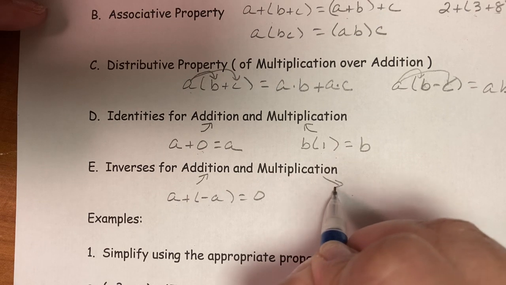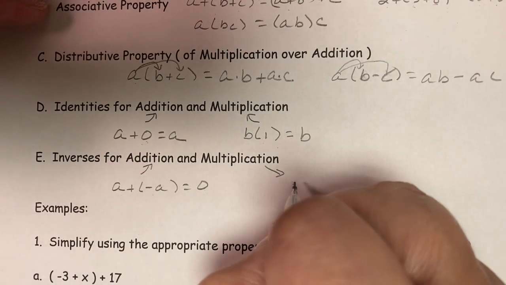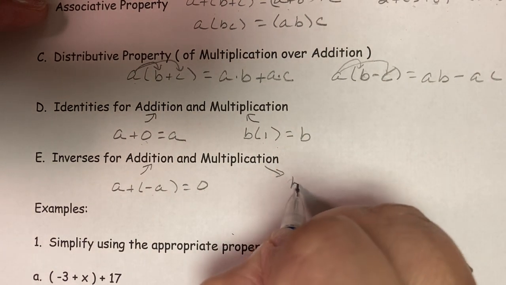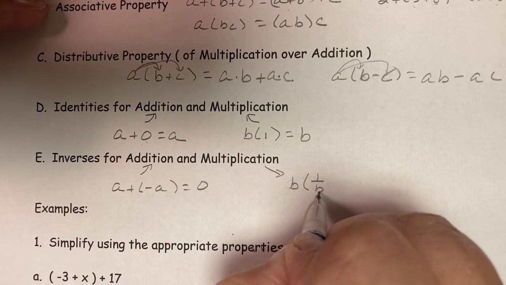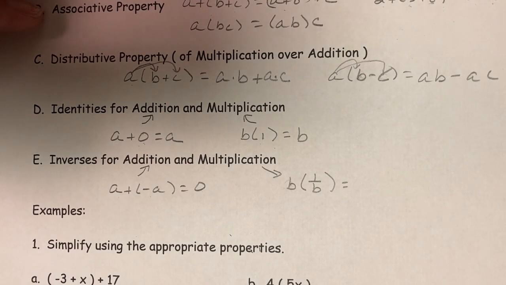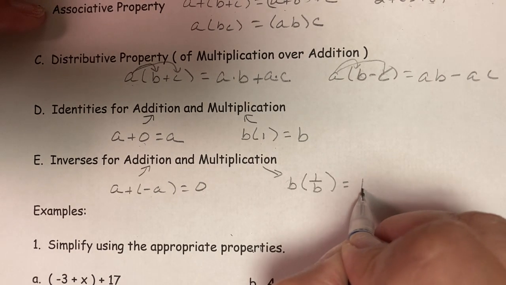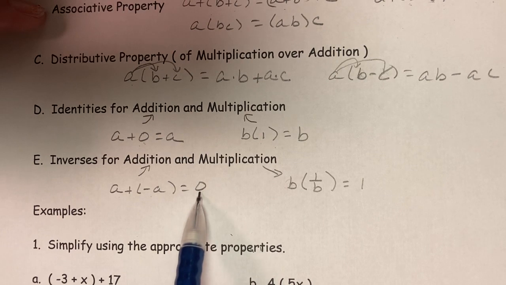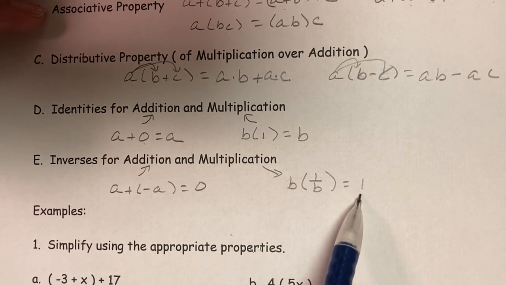For multiplication, if I take any, let's use B, any value B, and if I multiply it by 1 over B, now that's not the opposite. Do you remember the word we had for that back in other math classes? The reciprocal. So if I multiply B, any number, by its reciprocal, I'm always going to get 1. So that's what the multiplication inverse means. Notice in both, I get the identities on the other side of the equal sign.